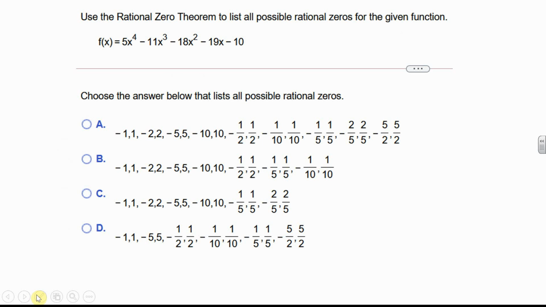Use the rational zero theorem to find all the possible rational zeros. So we look at all the factors of plus or minus 10 all over. Here are the numbers we're looking at. Possibilities of these numbers divided by the possibilities of that number.